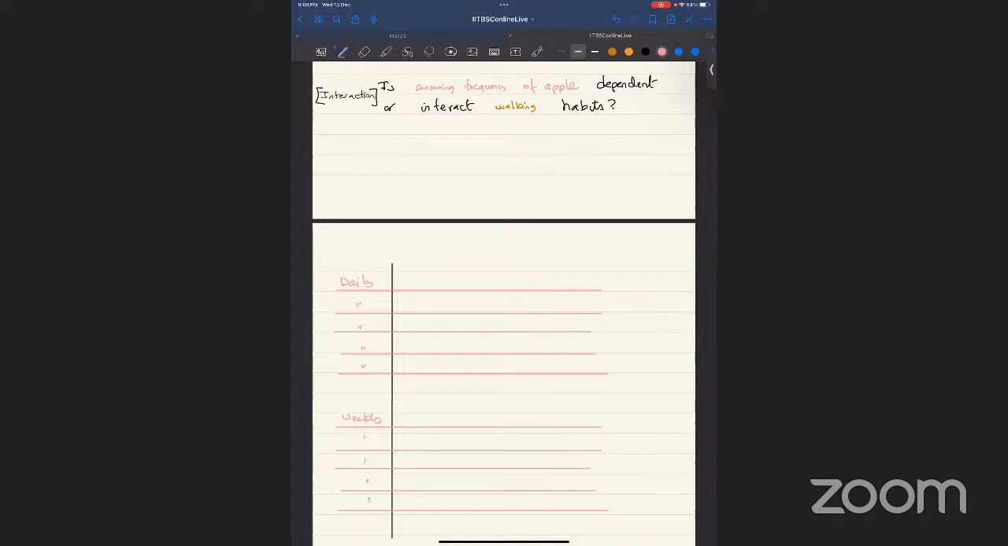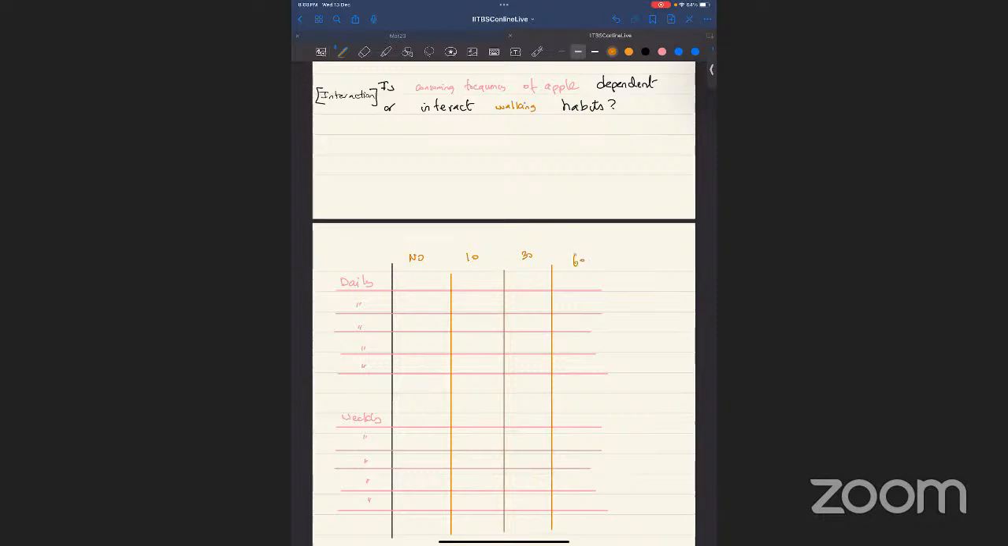Then on the other side, I would classify the walking groups. I'll put each person in this block. The first group doesn't walk at all, this is no walk. The second group walks 10 minutes, the third group walks 30 minutes, and the fourth group walks 60 minutes. And then this is the thing.